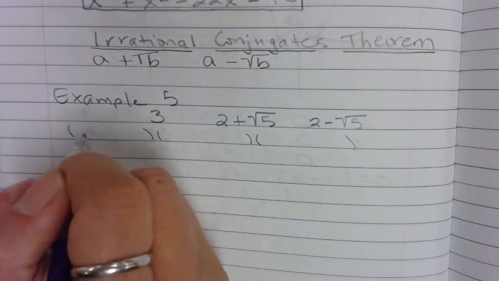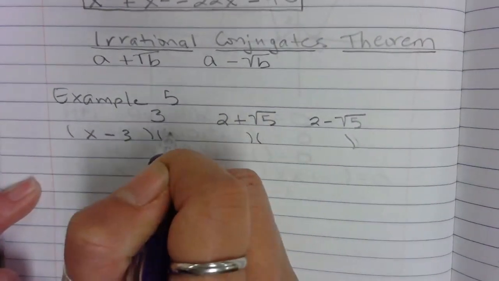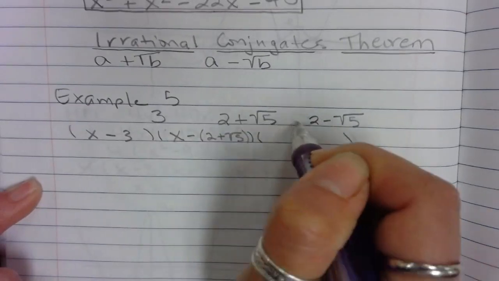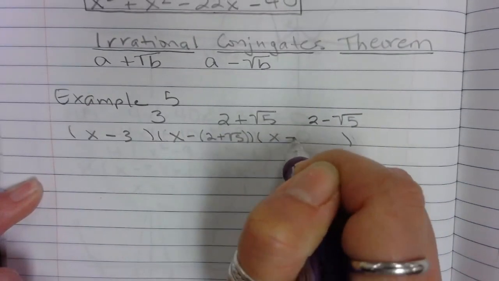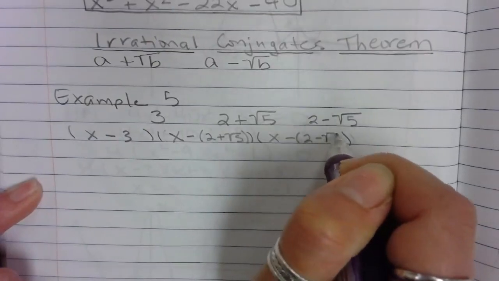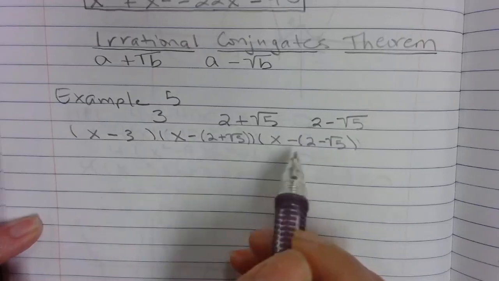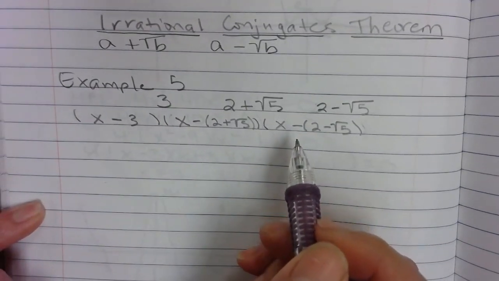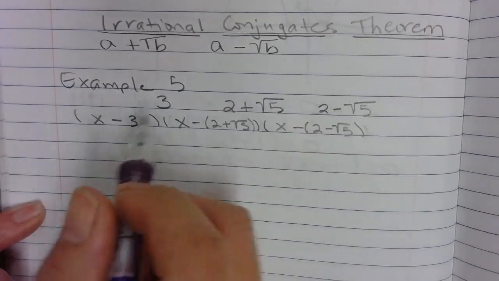Okay, so we're going to write them as binomials. So since this is positive 3, it's going to be x minus 3. Since this is positive 2, it's going to be x minus 2 plus the square root of 5. And since this is positive also, it's going to be x minus 2 minus rad 5. Okay, so we're going to first work on this problem. And what we're going to do is use the associative property. So we're going to move things around. It's going to get kind of complicated, so watch carefully.